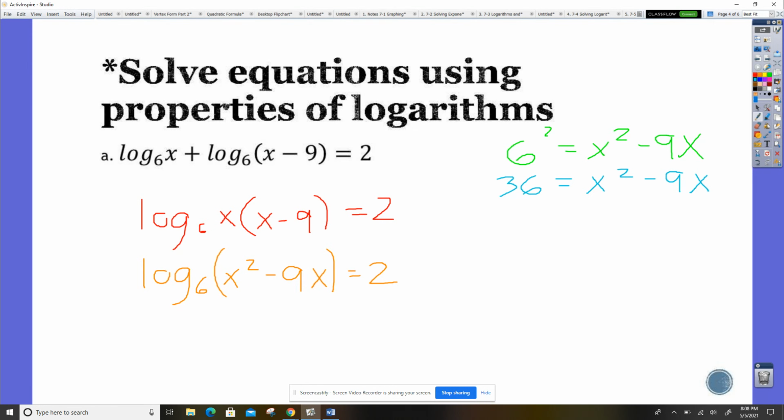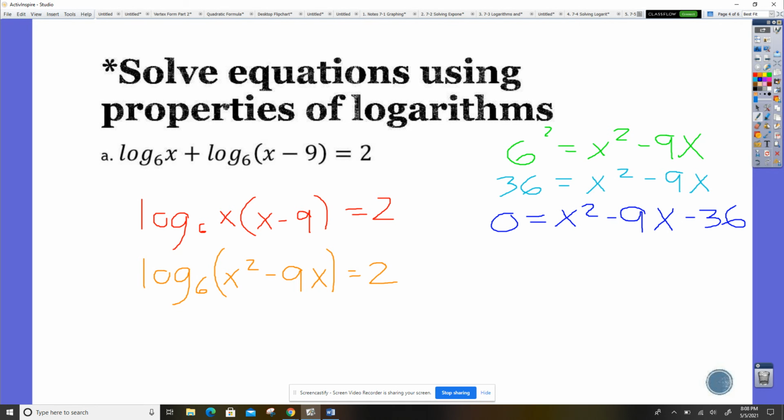And as you can see, this is a quadratic function. And we know with quadratic functions, one side has to equal 0. So that means I'm going to have to subtract 36 from both sides to get that equal to 0. So I get 0 is equal to x squared minus 9x minus 36.